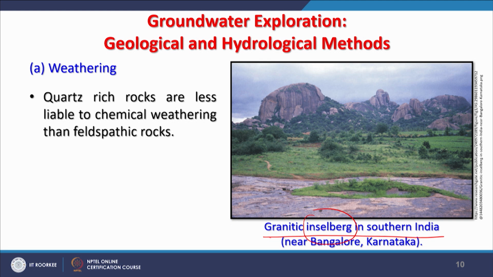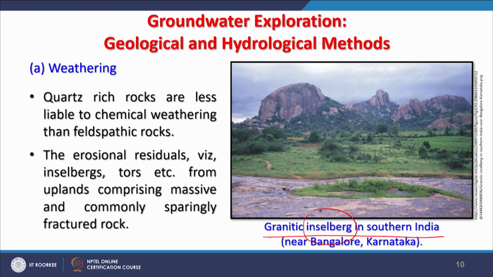Some parts of those rocks have got weathered, but the remaining hard parts, or quartz-rich rocks, are less liable to chemical weathering. Feldspathic rocks also. And because the composition or mineralogy of a rock exposure in an area is not constant, it varies from place to place.